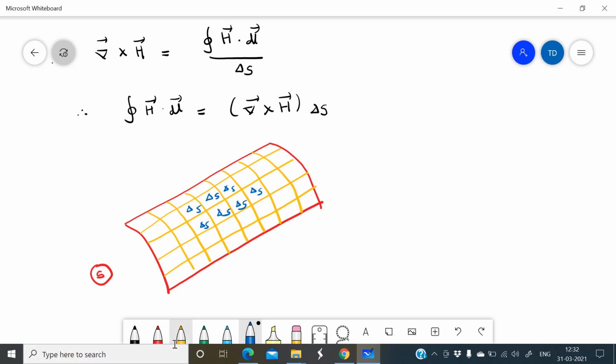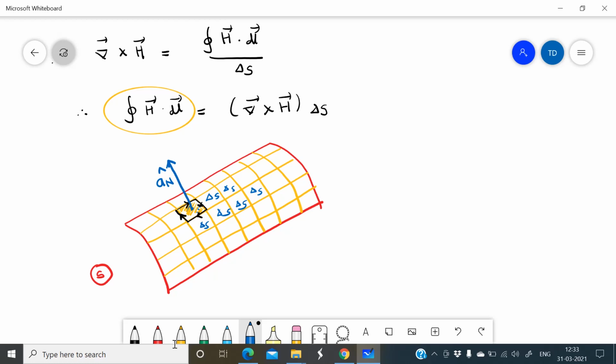Now consider one surface here. If you see, it is a closed line integration. The boundary of the surface is a closed line. What is the direction of the surface? The direction of the surface is always perpendicular to it. This line indicates the direction of the surface, with unit vector a_n, where n indicates normal. Normal means perpendicular, so a_n indicates the direction of this surface.